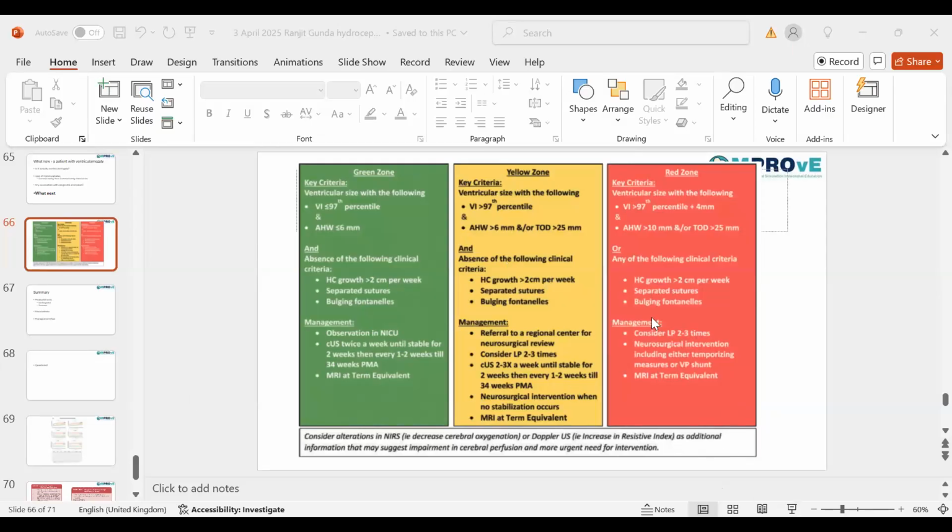Probably you might have come across this one, dividing the ventricular dilatation hydrocephalus into different zones: green zone, yellow zone, red zone, where we take into consideration the ventricular index, anterior horn width, the head circumference, sutures, and bulging fontanelle, all together plotting on the centiles. That will guide us where to go, how frequently to scan, how frequently to do drainage, and when to go for neurosurgical intervention. I think I've shared this presentation with all of you if you get the chance. If that makes sense, it answers your question.